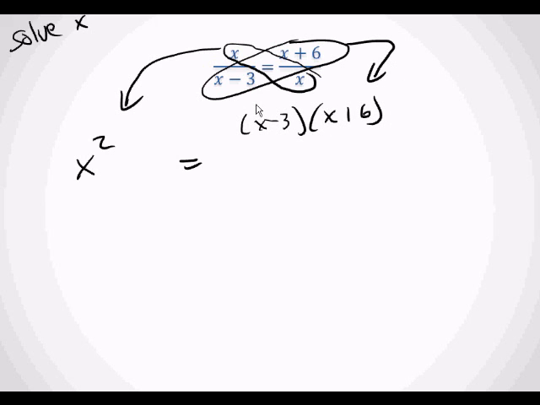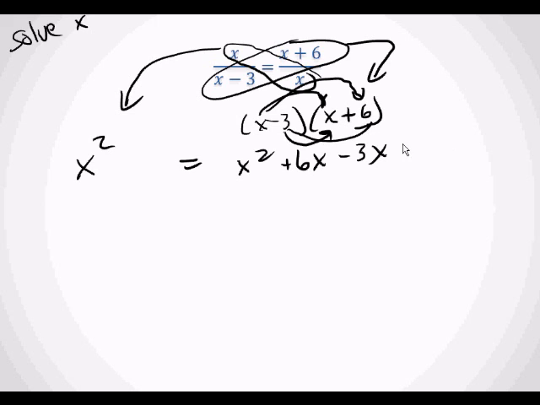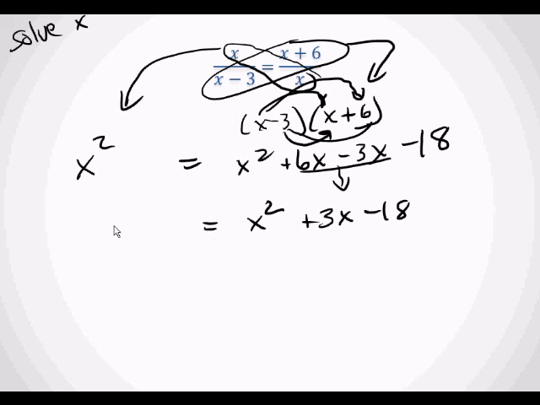Then we have an equal sign, and we're going to cross multiply these two. This is x minus 3 times x plus 6, right? So we're going to FOIL that. X times x is x squared. X times 6 is a positive 6x. Negative 3 times x is negative 3x. Negative 3 times 6 is negative 18. These two combine. 6x minus 3x is a positive 3x. Minus the 18, x squared equals x squared.